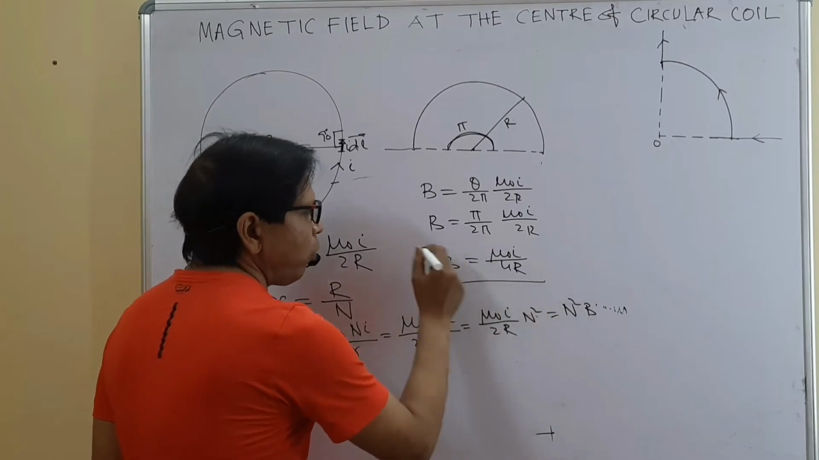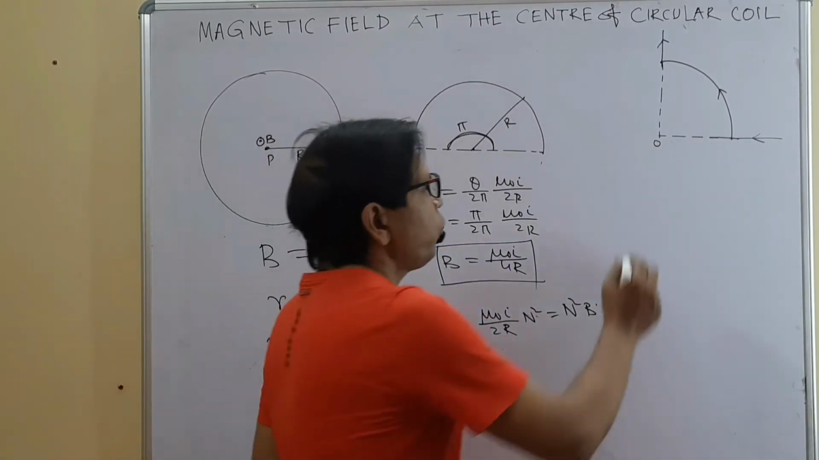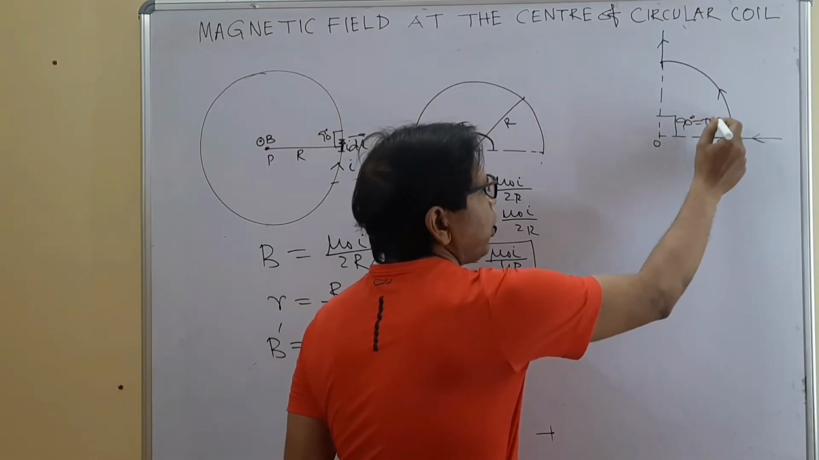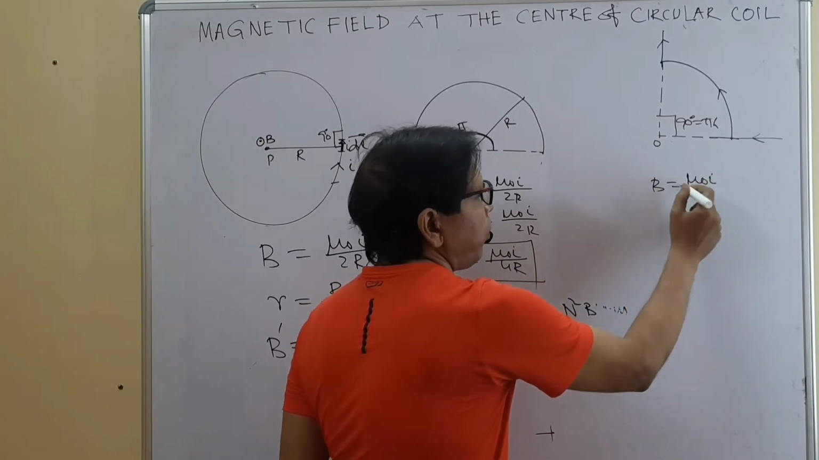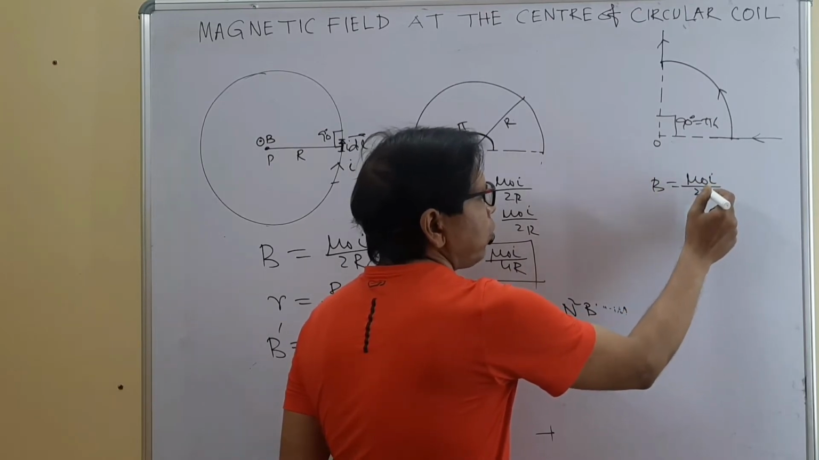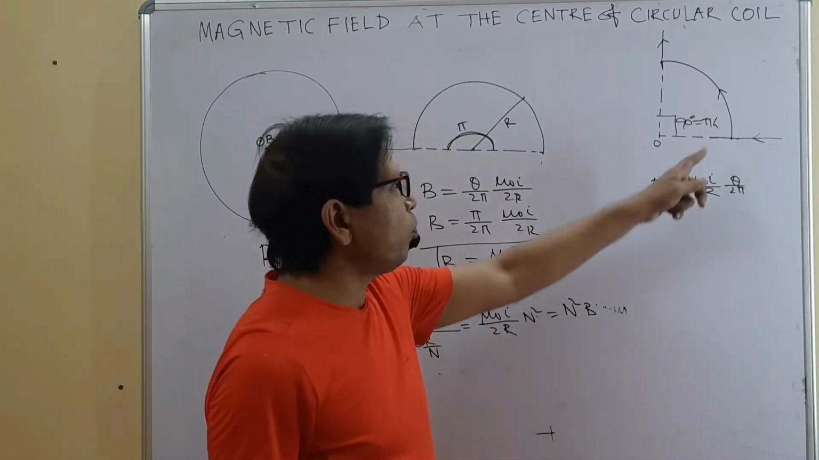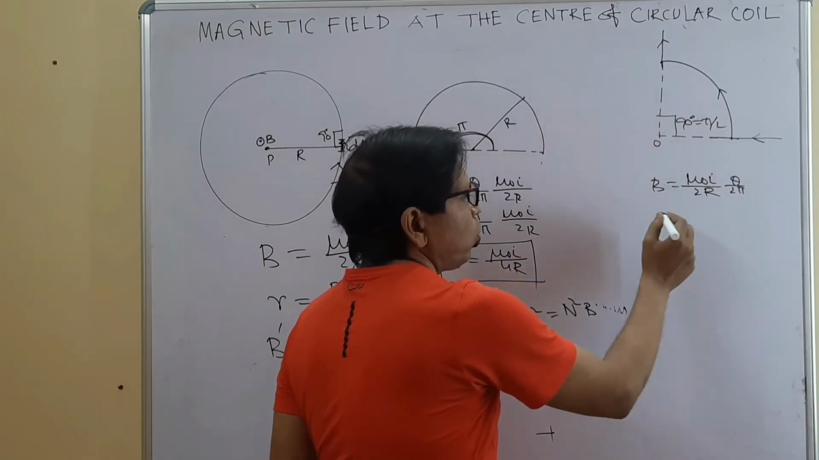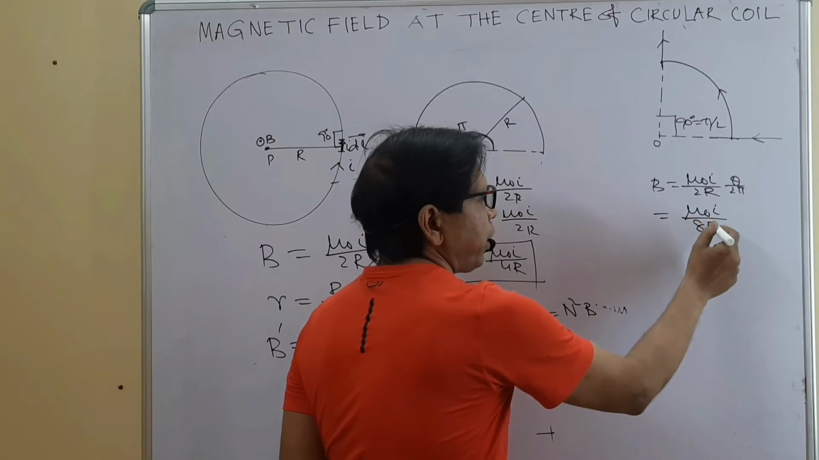Okay. Now, magnetic field due to a quarter circular coil. This makes an angle of 90 degrees, that is pi by 2. So here B equals mu naught I by 2r into theta by 2 pi. Here theta equals pi by 2. If theta equals pi by 2, then this becomes mu naught I divided by 8r.